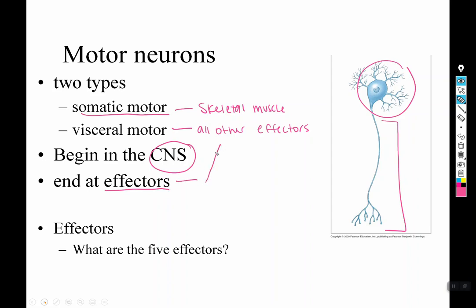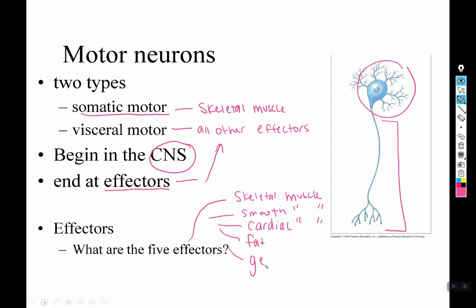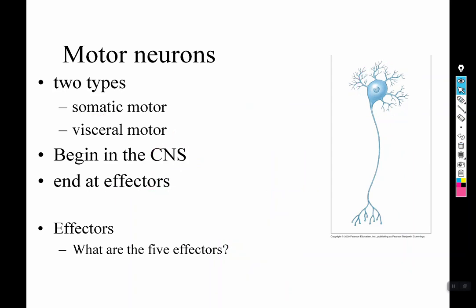So let's practice naming the 5 effectors again. Skeletal muscle, smooth muscle, cardiac muscle, so all of the muscle types, fat, which is adipose tissue, and generally glands. What kinds of glands, you might be wondering? All kinds, many kinds. We will discuss more about those later. So, motor, efferent, go out to affect effectors.